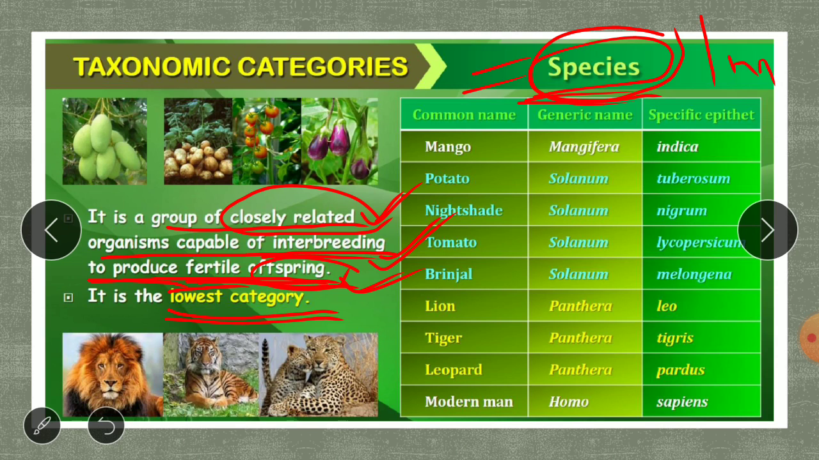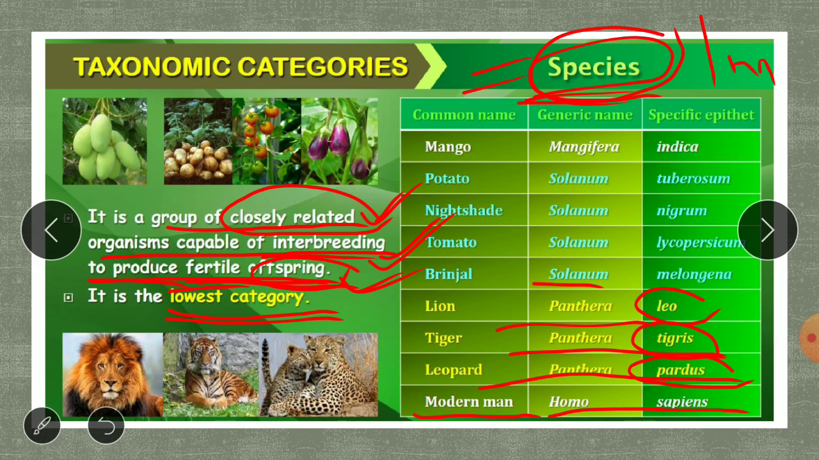Here are some examples of species. As I said, the modern man is called Homo sapiens. Leopard is called Panthera pardus. Only the leopard has the species name pardus. Tiger is called Panthera tigris. Only the tiger has the name tigris. Lion is Panthera leo.